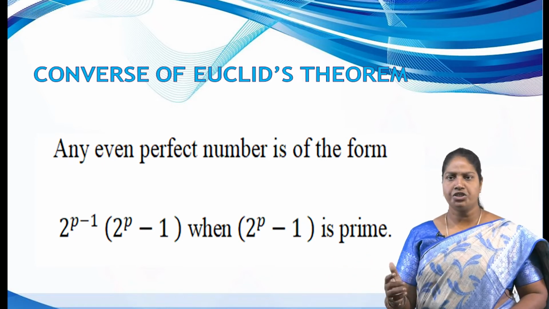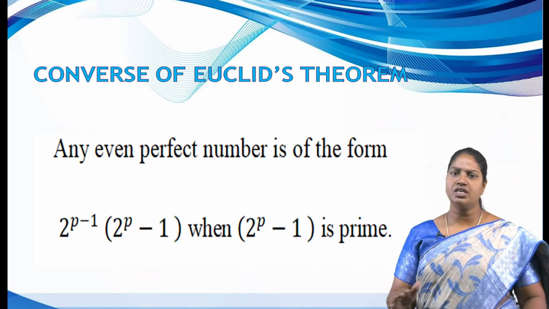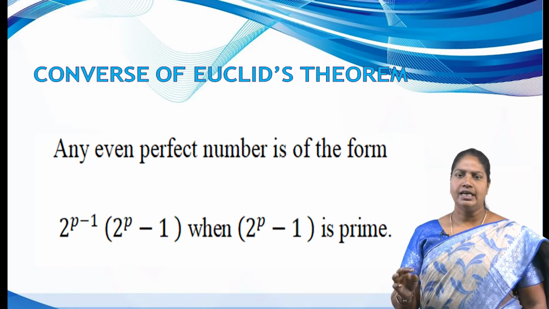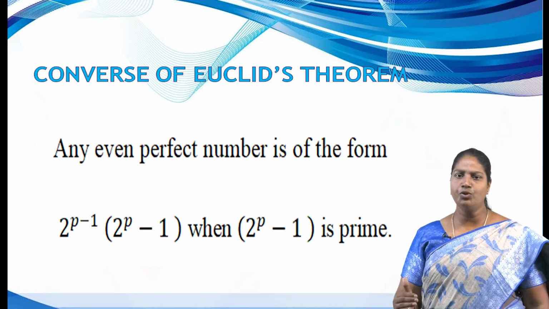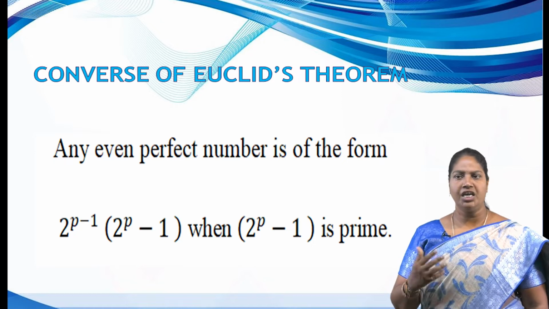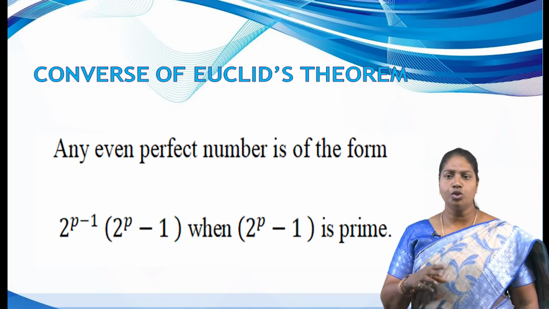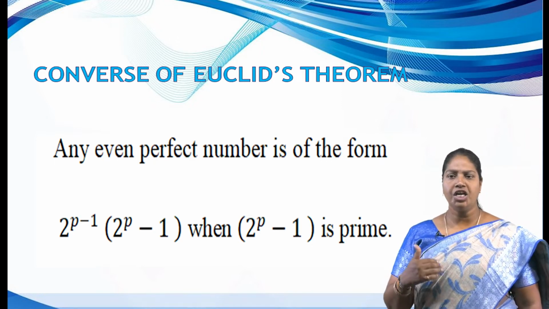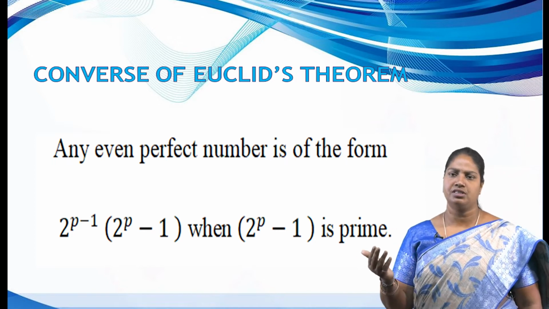So there is a question: does there exist an odd perfect number? So far no such number has been found. It has been verified that there is no odd perfect number up to 10 power 50. Perhaps there may be none at all. So Euclid conjectured that the converse of his theorem is also true. However, Euler proved that it is true only for even perfect numbers.